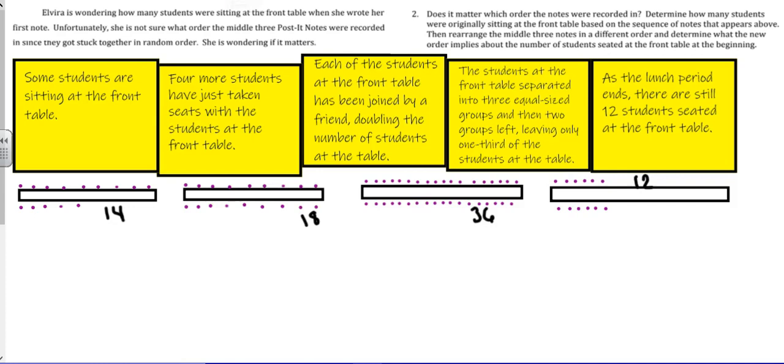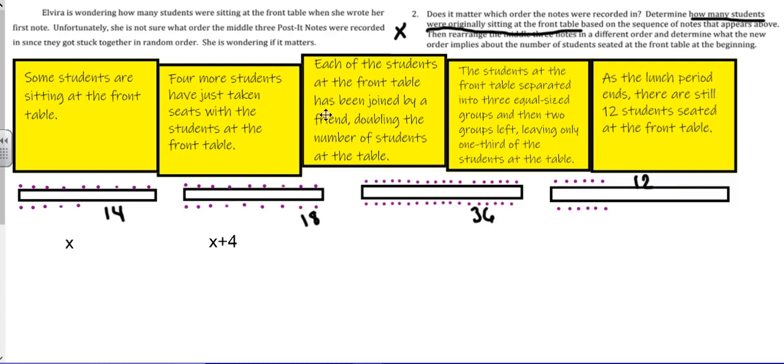So again, we have to identify what our variables are going to represent. So define what the variable's representing. So x is going to represent how many students were originally sitting at the front table. So x is going to be right here. Now this time we added 4 first as we went from 14 to 18. So we have x plus 4.